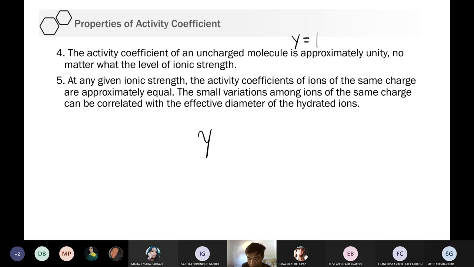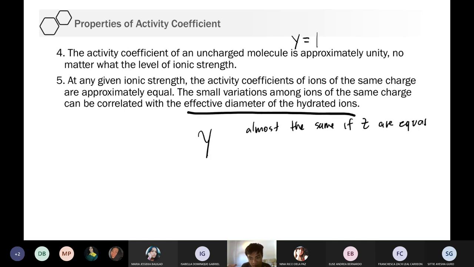Okay? So, almost the same if charges are equal. Pag sinulat ko Z, charge yun, ha? Okay. So, gamma are almost the same if Z are equal. Nagbabago lang sila because of the effective diameter of the hydrated ion. Depending on the size, doon na nagkakaroon ng variation. Okay? Ayan. So, alam na natin yung gamma. It tells us if our solution is ideal or not. When we say the solution is ideal, gamma is unity or gamma equals 1.